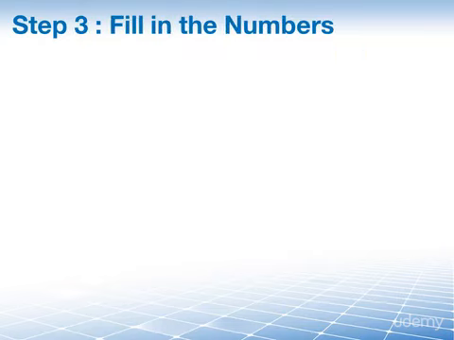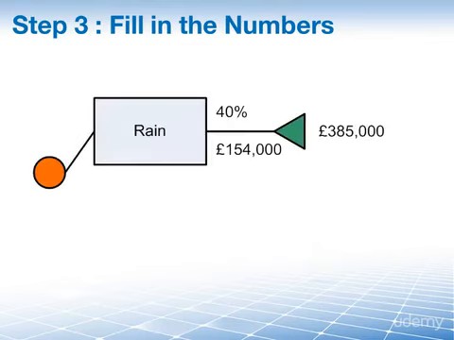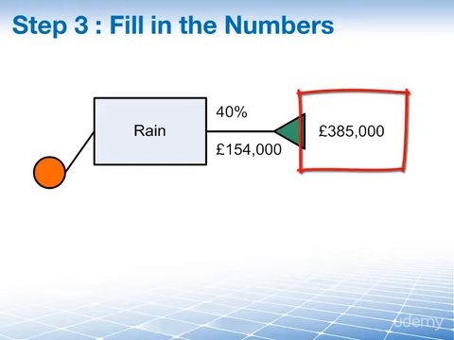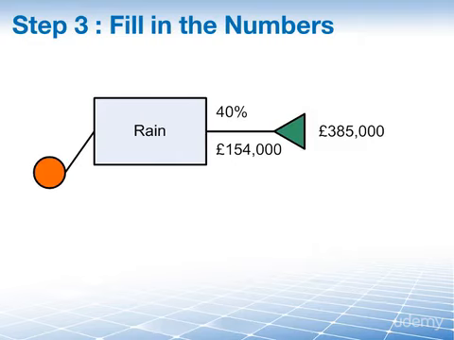Okay, so let's fill the numbers into our decision tree as our next step. And what I've done for you here is I have zoomed into just one of our 4 branches. This is the branch at the very top right. This is indoor with rain. And as you can see, we have added the calculated income of £385,000 to the right of the green triangle, which is our end node. This now indicates how much income we would generate if we hold the tournament indoors and it rained, based on our calculations from the spreadsheet.